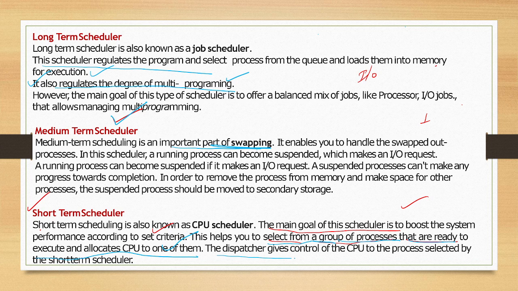In order to remove the process from memory and make space for other processes, just now I told we are removing some process and giving space to another process. This is done by the medium-term scheduler, right?